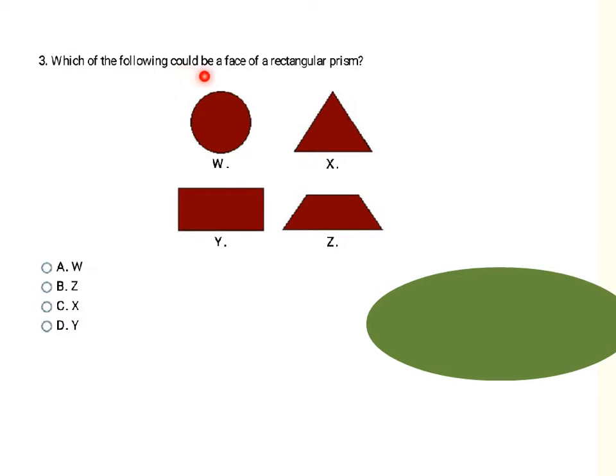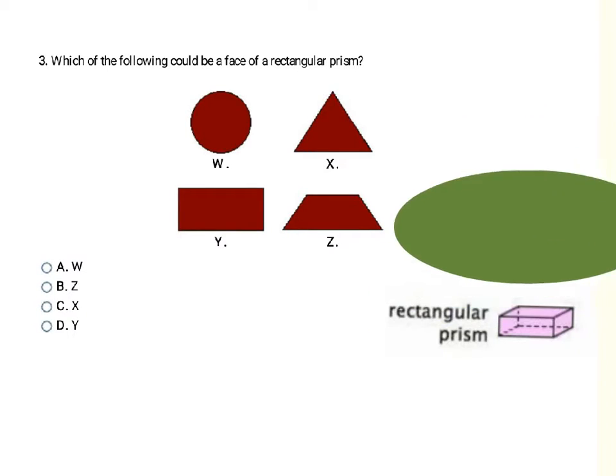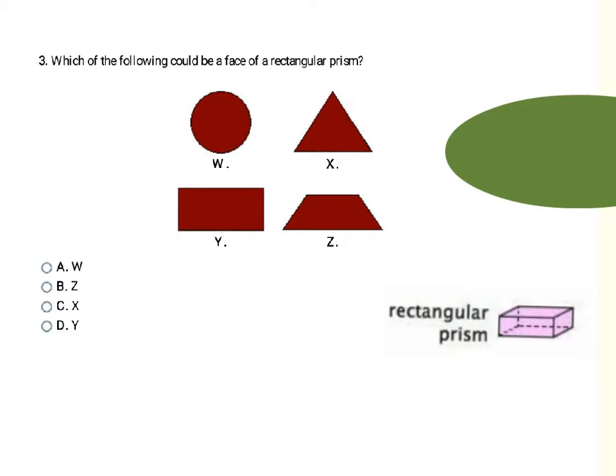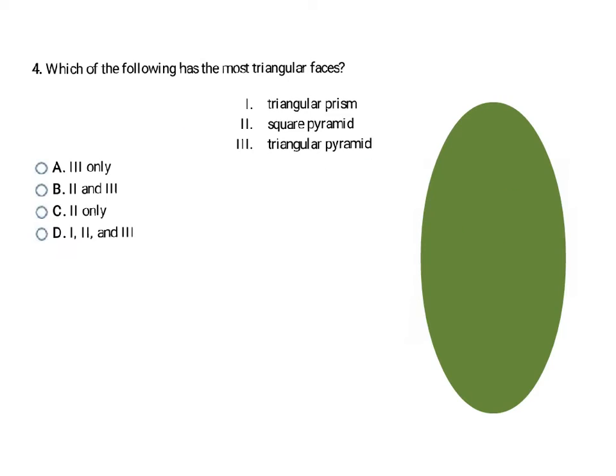So which of the following could be a face of a rectangular prism? So a prism is 2 bases connected by rectangles. And if it's a rectangular prism, that means those 2 bases are rectangles. So it would look something like this. So you have those base rectangles on the top and bottom that are connected by rectangles all the way around. That's what a rectangular prism looks like. So every side there is a rectangle. So that means only choice D could be my answer.